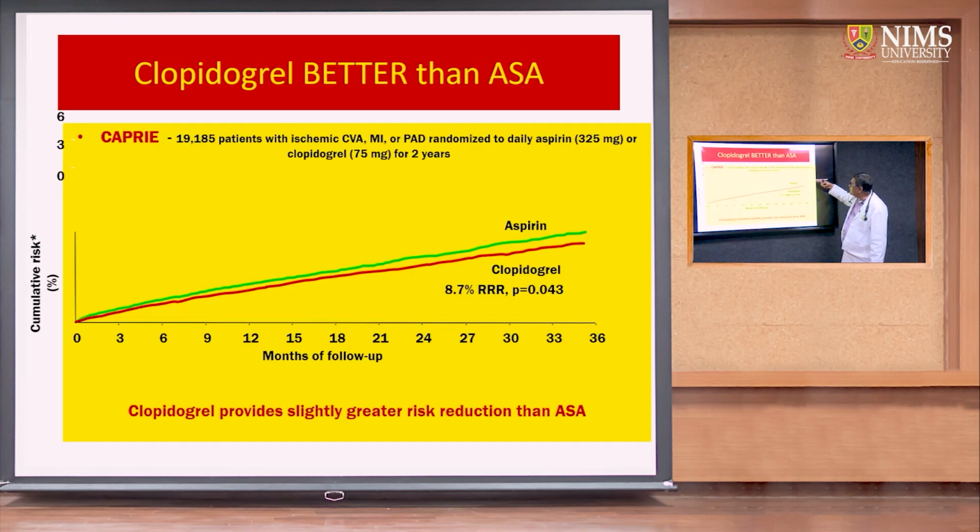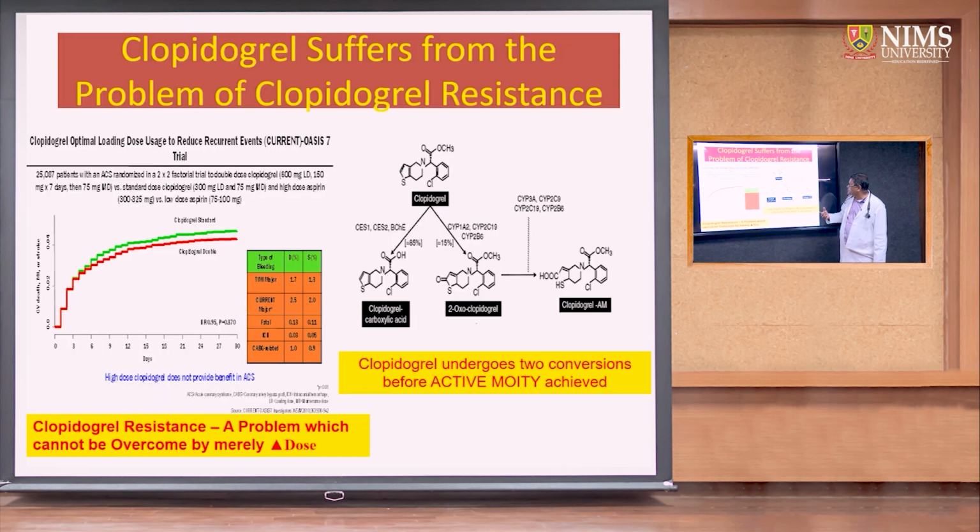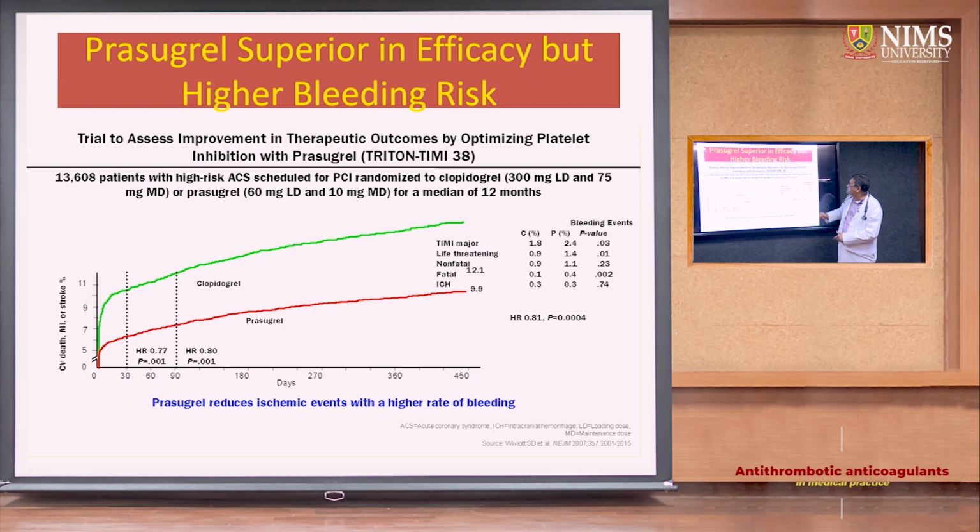Next, remember the names of these trials also. This is the Capri trial. You might be asked in the exam, which trial has shown that clopidogrel is better than aspirin? That trial is the Capri trial. Then a question will be asked, which trial has shown that prasugrel is more effective than clopidogrel? Come to the next. This is the Triton-TIMI 38 trial. So just keep in mind some trials also.